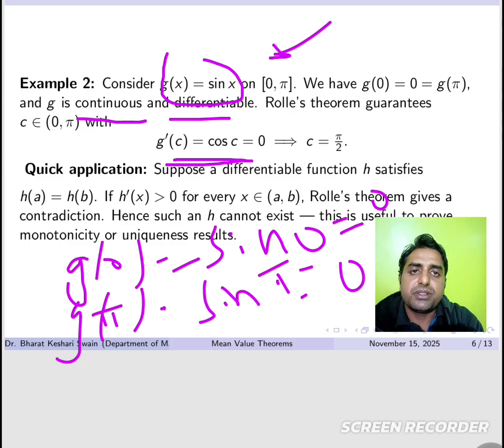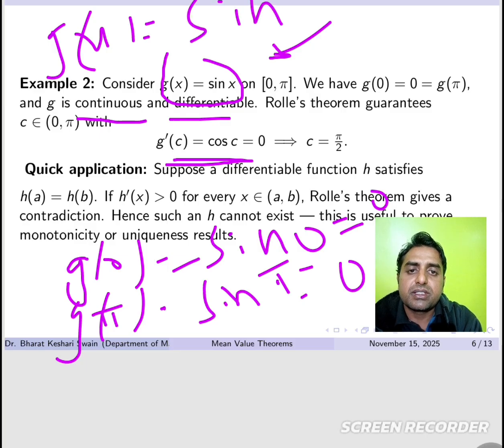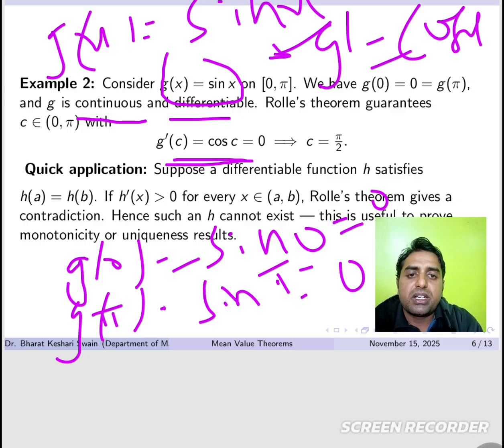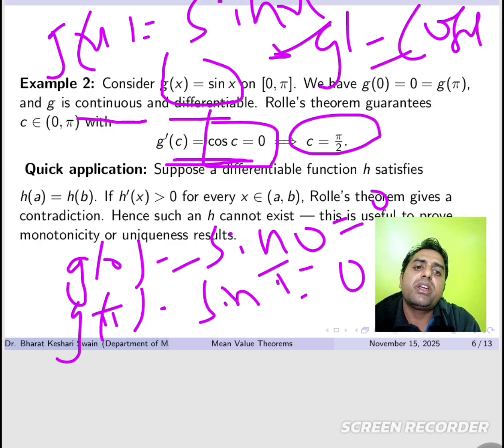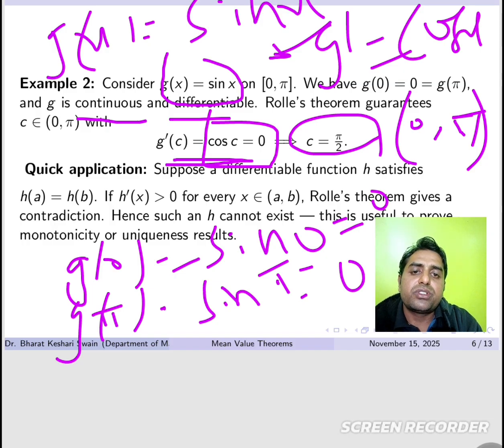And what is g dash c? So g of x equals sin x, so your g dash will be cos x. And g dash c means cos c equal to 0. So if cos c equals 0, we know that c equals pi by 2. And you can check here that c must exist in between 0 to pi, because pi by 2 lies in between 0 to pi, and that's why Rolle's theorem is verified.